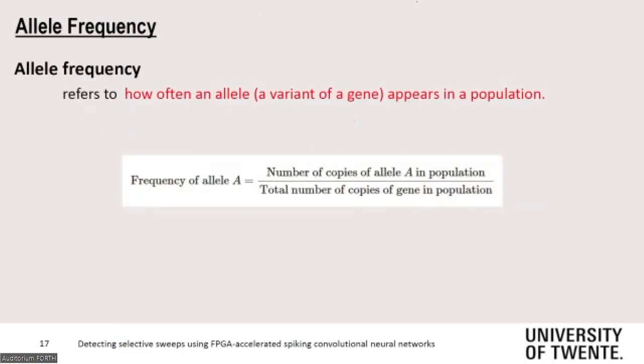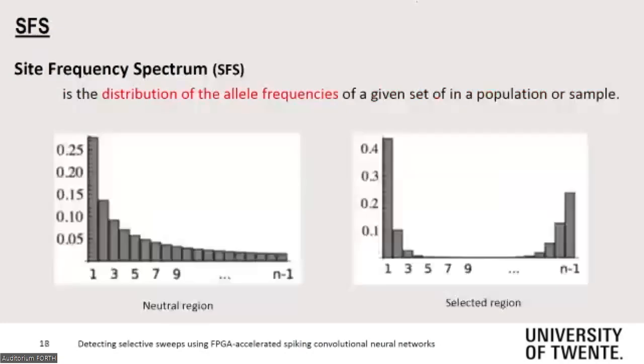Before we go into depth, I will briefly introduce some basic concepts. Allele frequency refers to how often an allele appears in a population. It can be calculated as the number of copies of a certain allele in this population divided by the total number of genes. And the site frequency spectrum describes the distribution of the allele frequency of a given site.